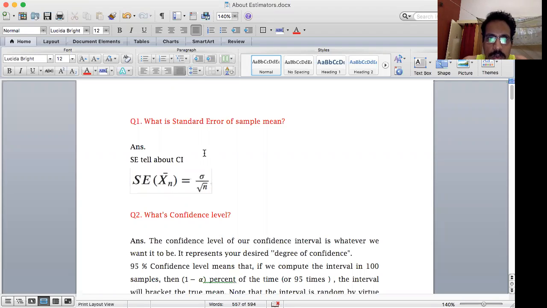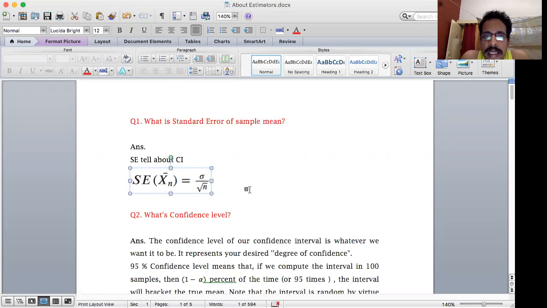So first of all, what is the standard error of a sample mean? You have a sample mean x bar. What is its standard error? It's calculated by the standard deviation divided by the square root of n. Right? The standard deviation divided by the square root of n. That is the standard error, and the confidence interval is centered around that mean. So you will have a confidence interval, mean plus that standard error and mean minus the standard error.